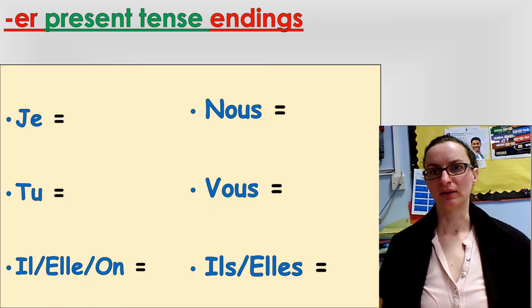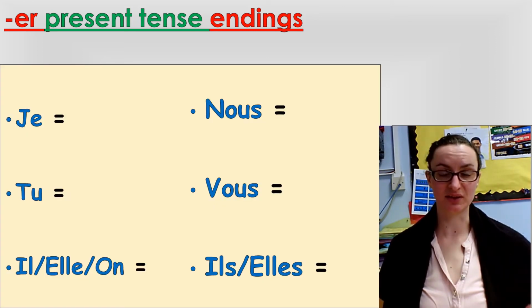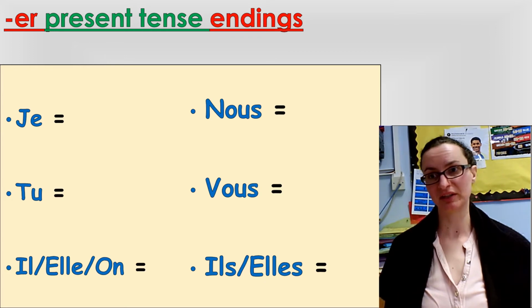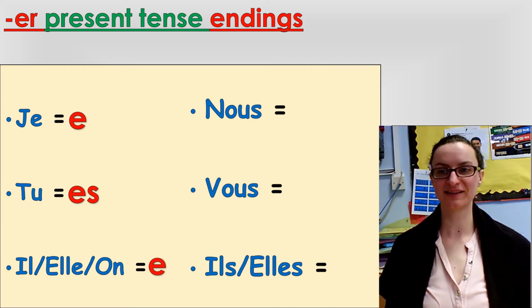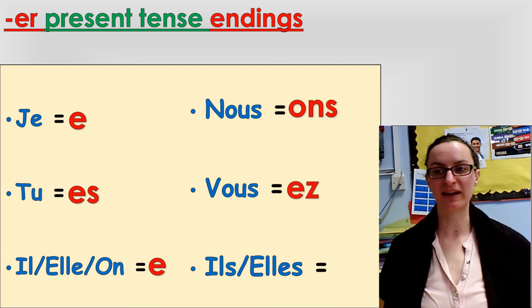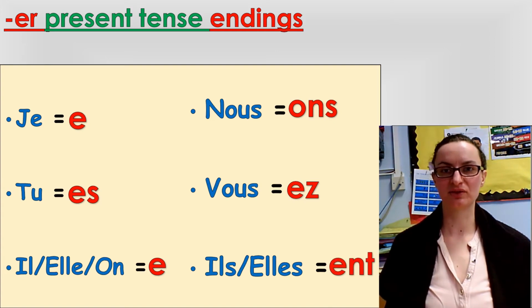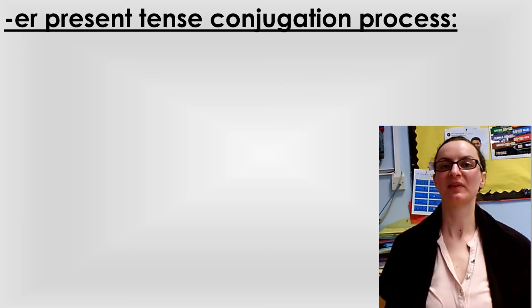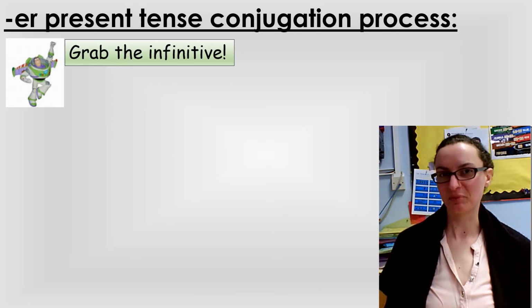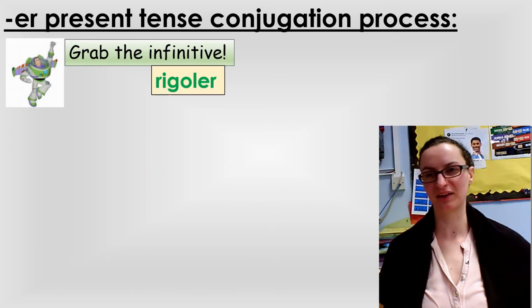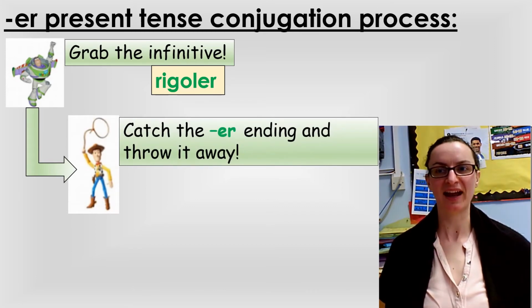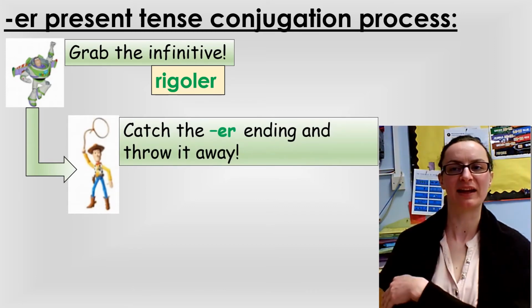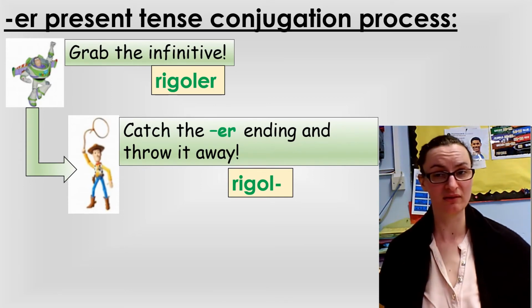First, we go over the endings again, just to make sure we know them. Hopefully you remember: je goes with E, tu ES, il, elle, on E, nous ONS, vous EZ, and ils, elles ENT. Once you've revised them, we can get started. First, we grab the infinitive with Buzz Lightyear, for example rigoler, to laugh. Then Woody, his best mate, comes and catches the ER ending and throws it away. So I'm left with rigol, no ending.